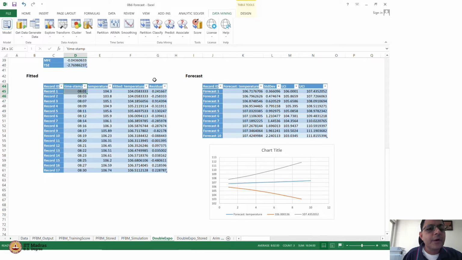This is the timestamp: 8:01, 8:03, 8:07, 8:09. Those were the timestamps for sensors to push the temperature data. This was the actual data, and this is the predicted data from the double exponential model: 104.05, 104.05, 104.185. Let me increase this a little bit.